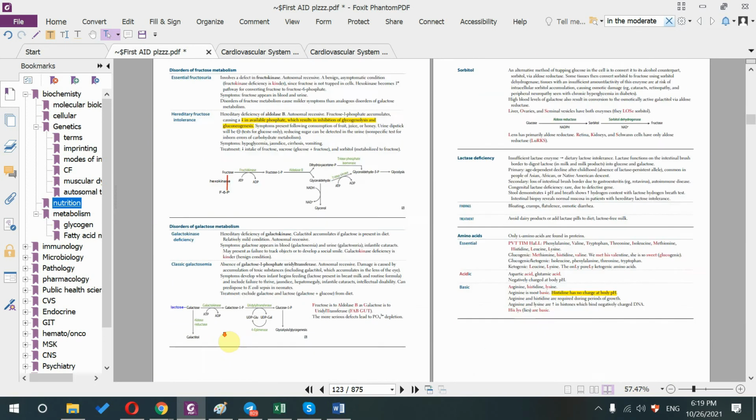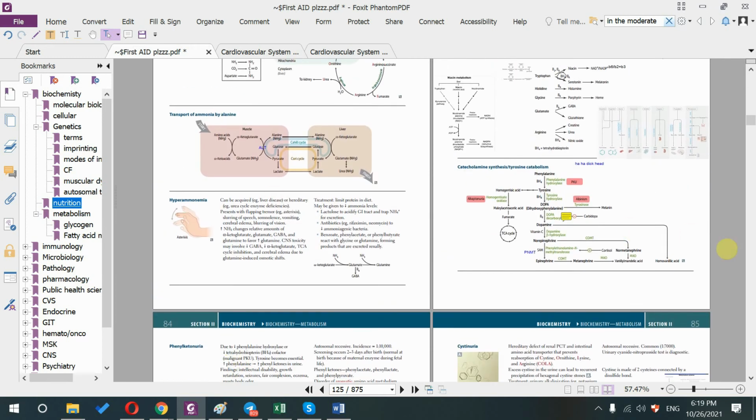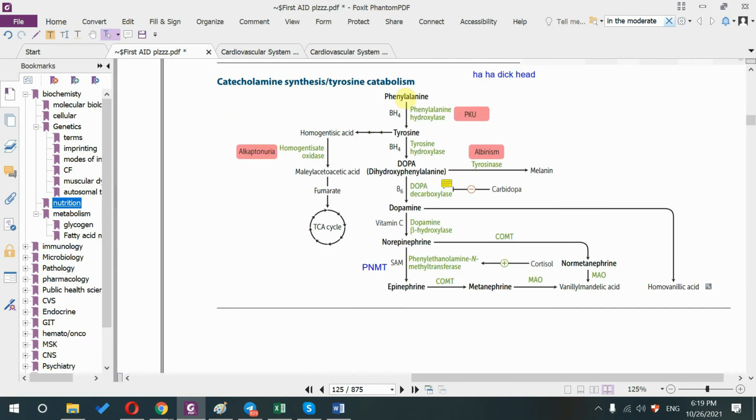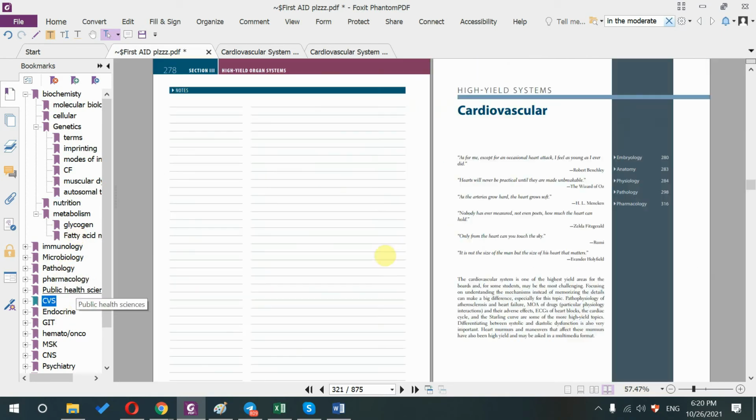A little bit afterward. Yes, here it is. So if you take a look here, phenylalanine ends up making norepinephrine and epinephrine. They love to ask you about this and which amino acid they come from. So it can be phenylalanine or tyrosine. And in the future, I will be explaining this graph. It's super important. So let's go back to CVS.